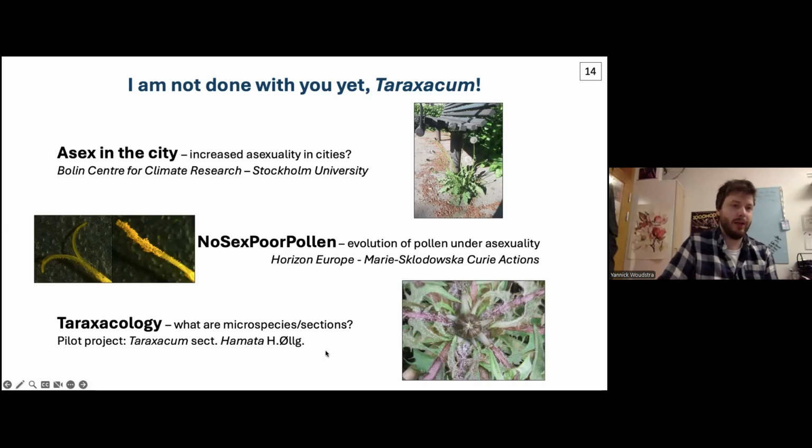You can recognize this section quite easily because it produces very dark involucral bracts on the buds of the capitula. They're almost black, as indicated in this picture here. But sadly, for most people, you can only see these beauties here in Northern Europe.